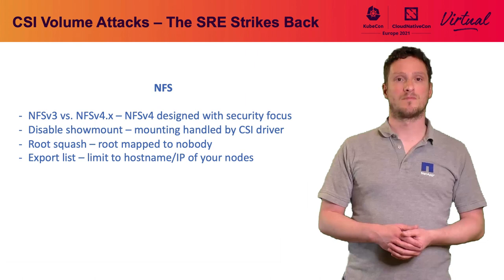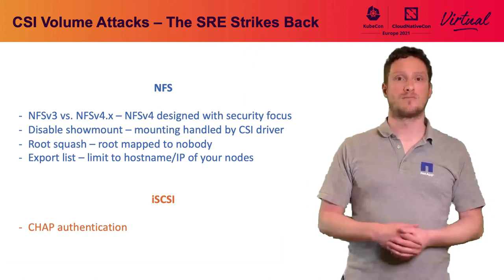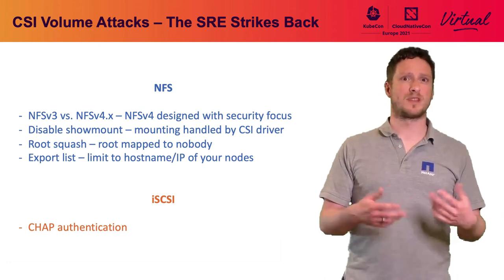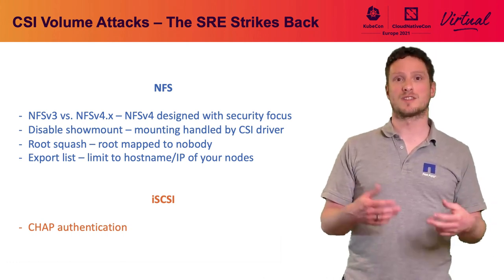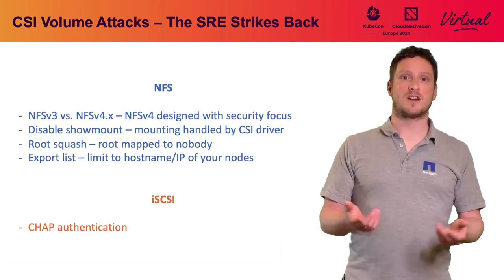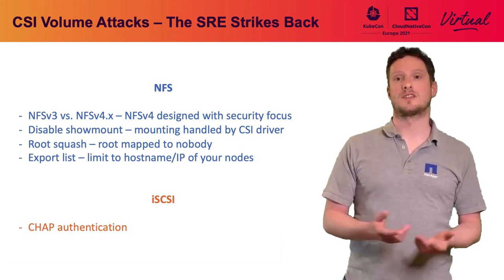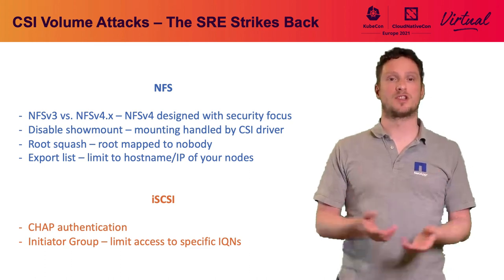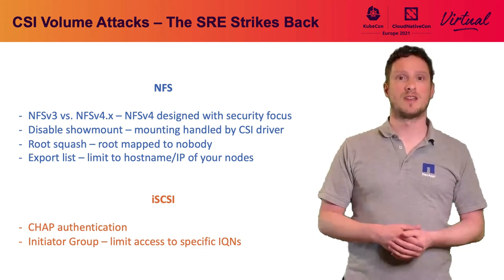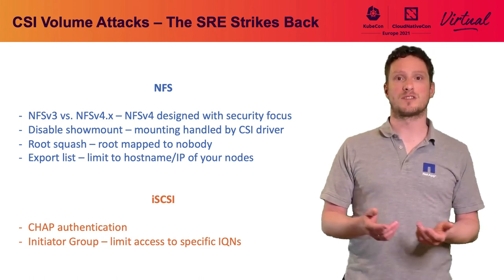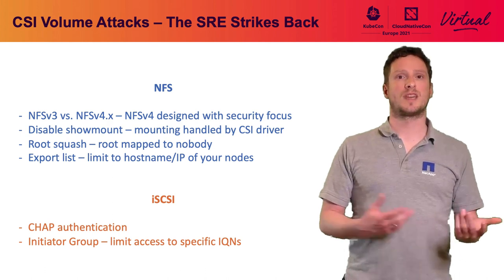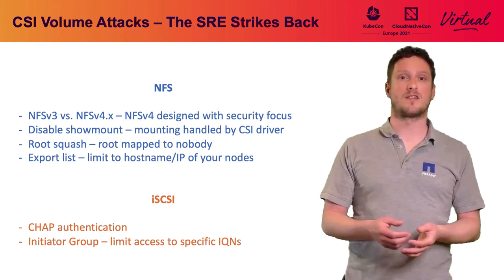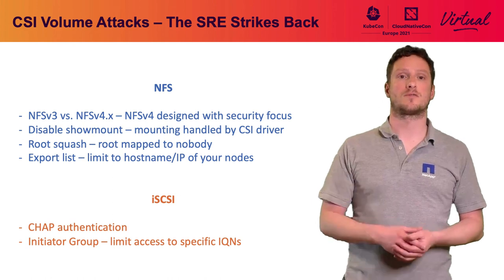For iSCSI as a protocol, two things are relevant. First, iSCSI allows you to configure authentication between client and server. This is based on CHAP. That might not be the most secure authentication mechanism in the world, but it definitely is better than no authentication at all. If you have a good CSI driver, that should automatically handle all CHAP setup on the nodes in your cluster. And then, similar to the export list for NFS servers, many iSCSI servers support initiator groups as a way to limit storage access to specific nodes. In the case of iSCSI, that is usually not based on IP addresses, but on the IQN identifier of the client. And again, if you have a good CSI driver, that should manage this automatically for you. So whenever a new node is added to your cluster, the CSI driver automatically adds the IQN of the node to the list on the storage server.